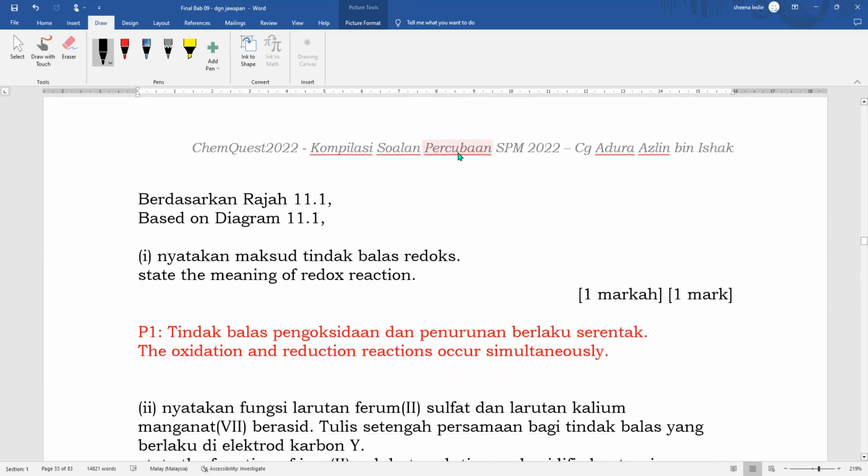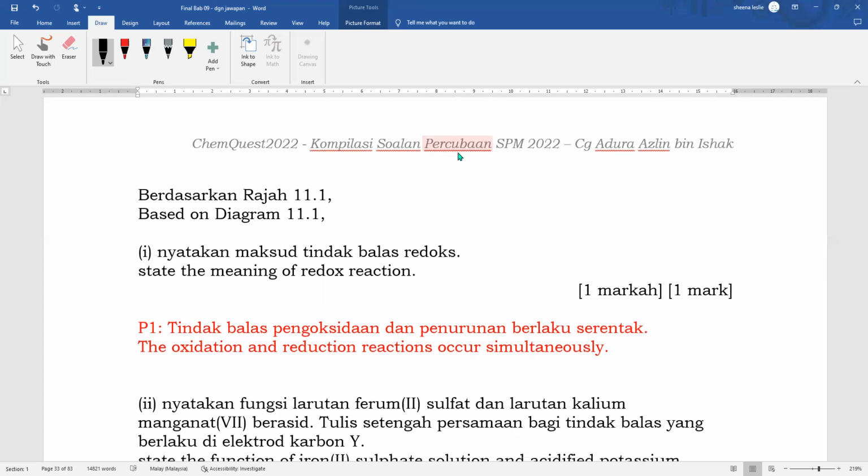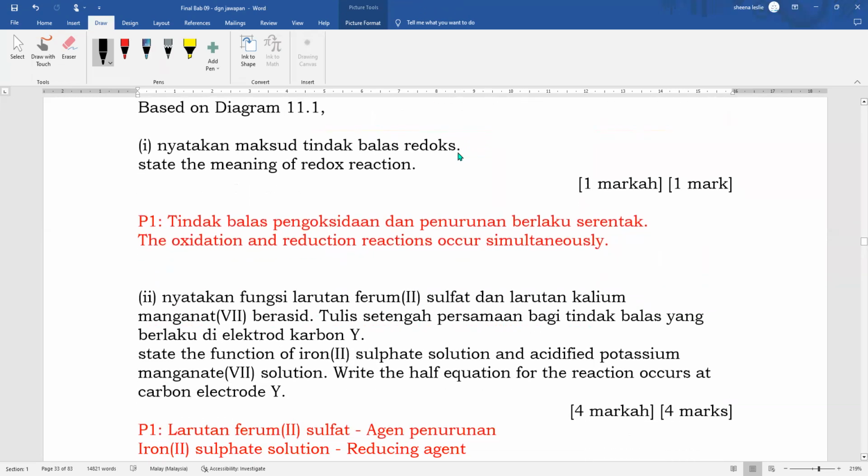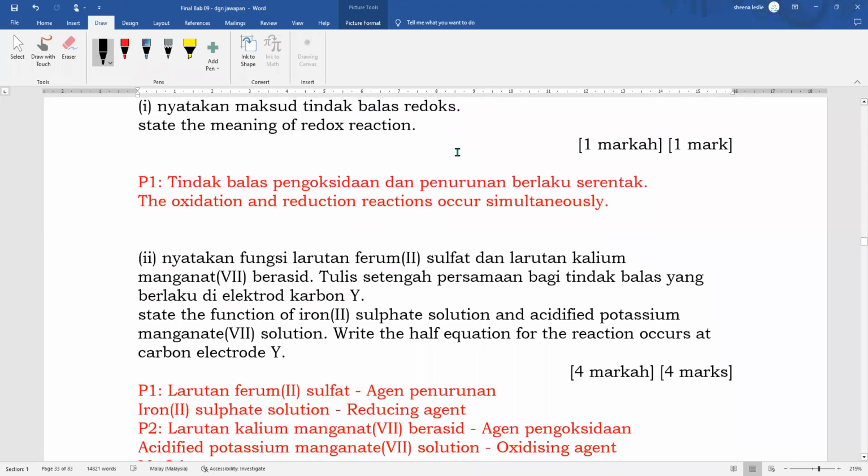Okay, next one. What is the function of iron 2 sulfate here? What agent? Reducing. Okay, reducing agent. And the other one? Potassium manganate? Oxidizing agent. Okay, correct. Oxidizing agent. Perfect. You got 2 marks already there.